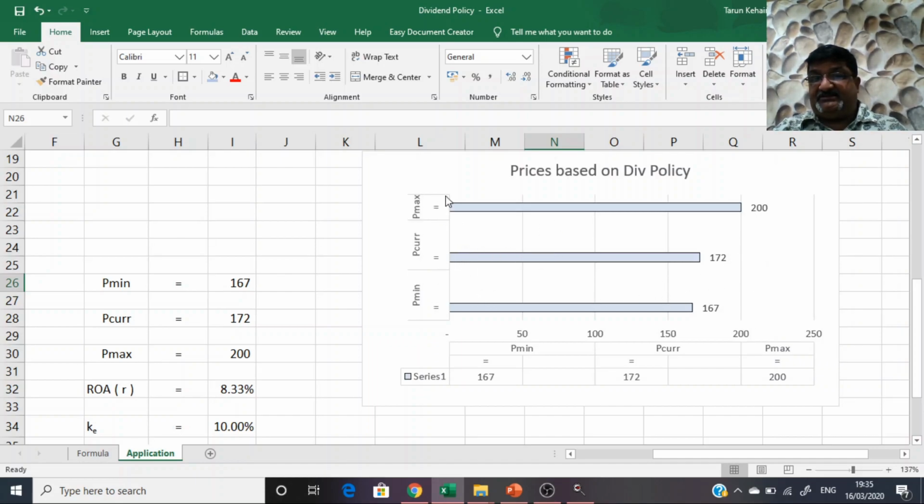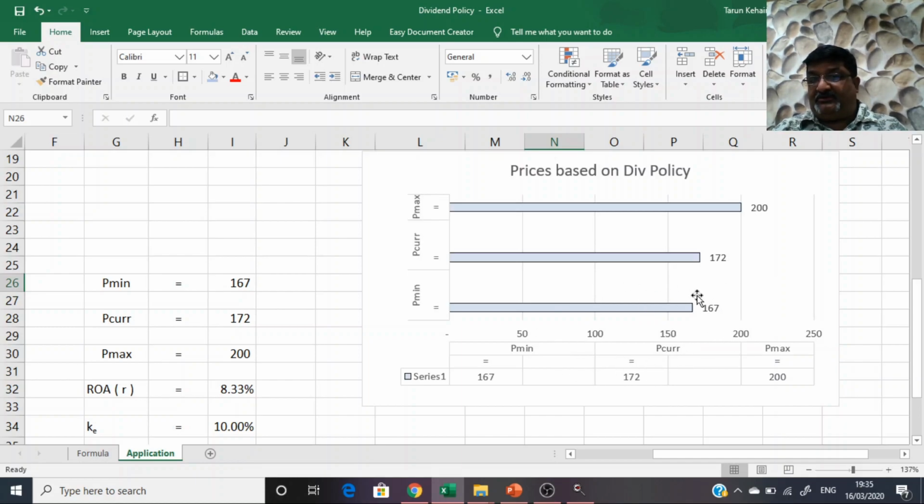If the company switches to the most appropriate dividend policy, that is, it distributes the entire amount as dividend because the return generated by the firm is less than the cost of equity, in such a case the share price can be maximized and can reach the 200 rupees level. Whereas if it does not declare any dividend, which is a completely inappropriate policy, your share price will reach its minimum point, which is 167.